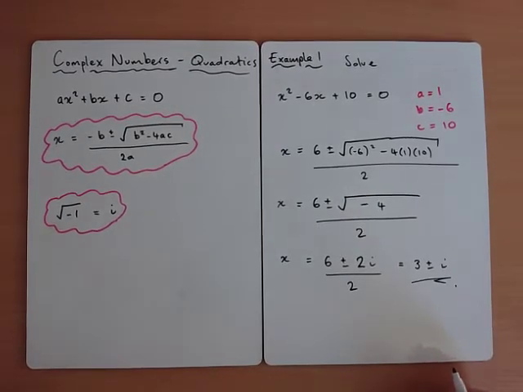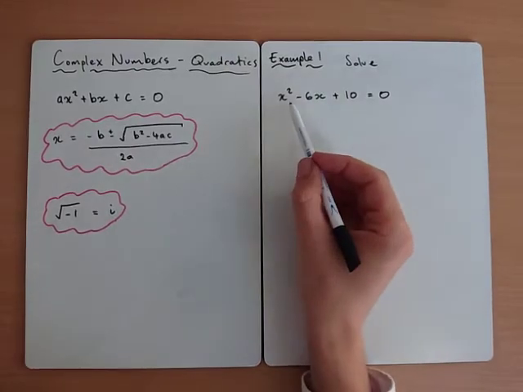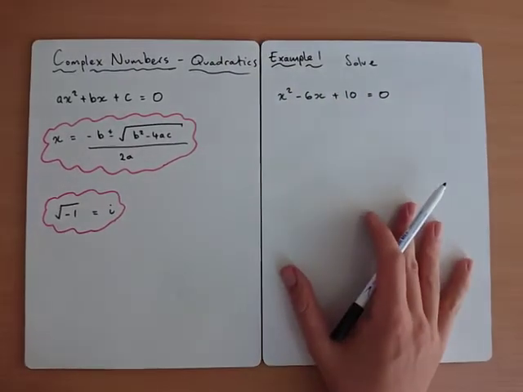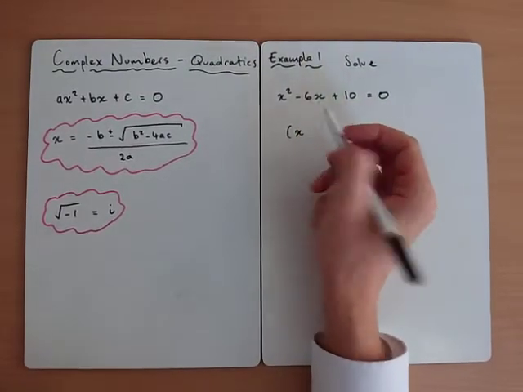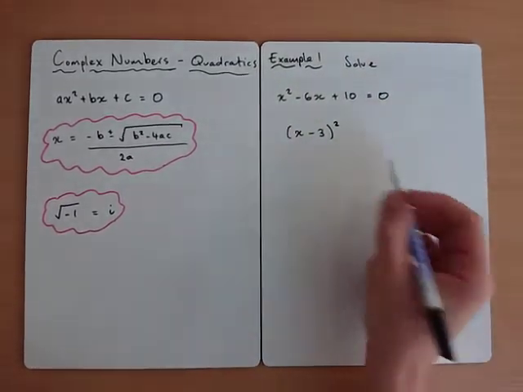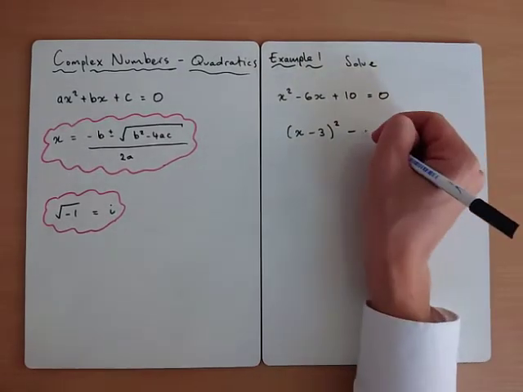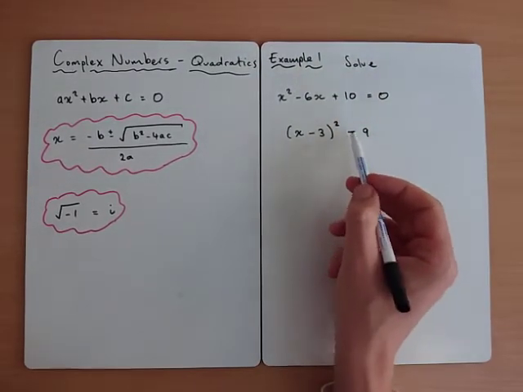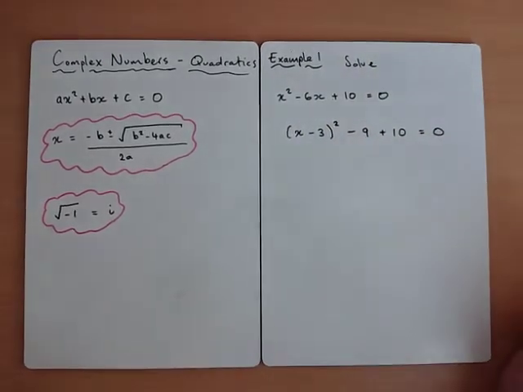Okay. I'm going to show you another technique which is a little bit quicker, but obviously the quadratic formula will always work as well. So the next technique we can use is completing the square. If we want to solve a quadratic, we can write it in the completed square form. So remember, minus 6, we halve that, so it becomes (x minus 3) squared. Subtract always outside. Minus 3 squared is 9, but we're subtracting the 9, plus 10 would equal 0.